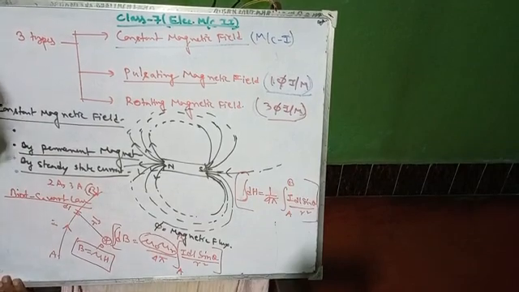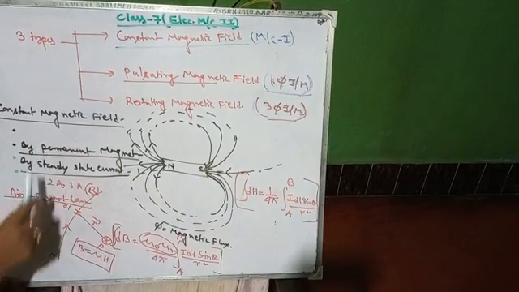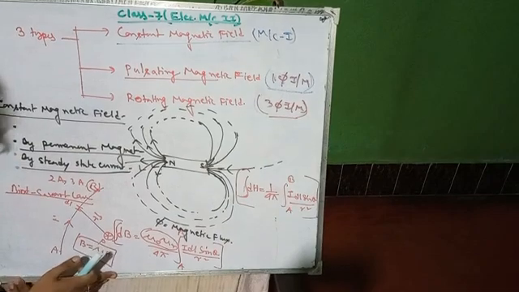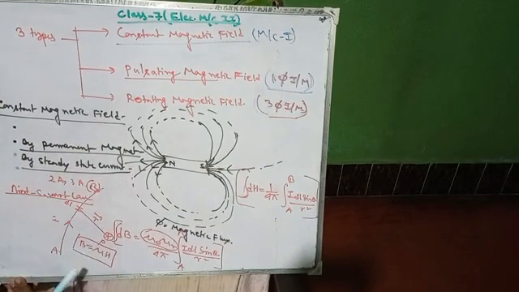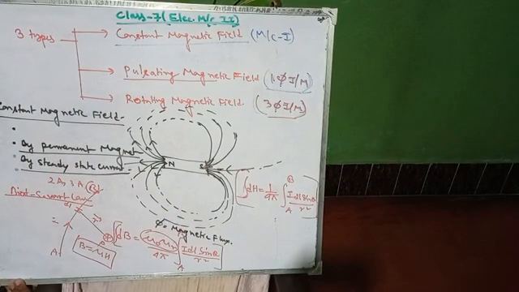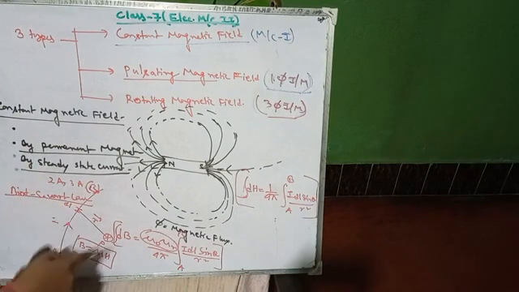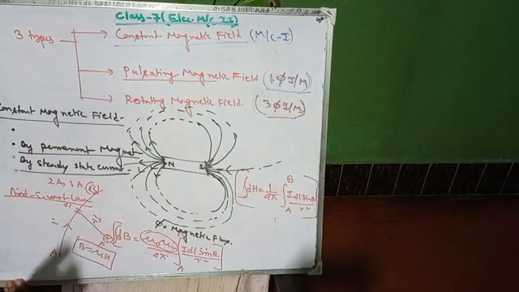So a constant magnetic field can be produced using these two concepts: by a permanent magnet, and by steady state current flowing through any particular conductor. Next, write this application of the steady state current flowing through a conductor. After this concept, write one sentence for solenoid.